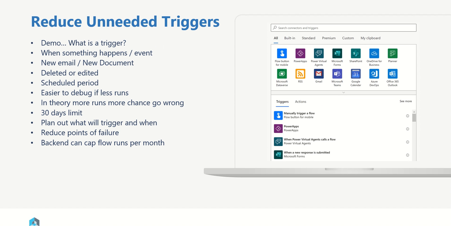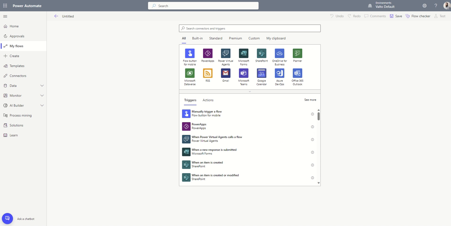So first tip. The first tip is to reduce unneeded triggers. So before I talk a bit about that, I just want to give a little bit of demonstration and talk about what is a trigger first off. So just jumping into the Power Automate Studio, this is what you would first see when you're creating a Power Automate workflow. And when we're talking about triggers, we're talking about what is the starting point of your workflow.